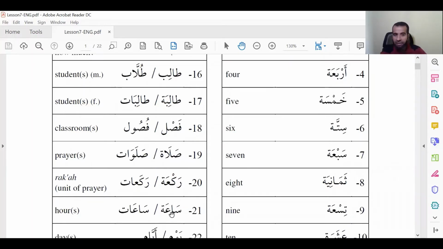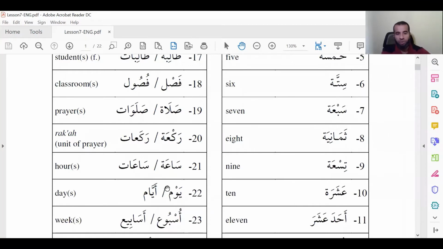ساعة is hour, 1 hour. 2 hours will be ساعتان. This تاء مربوطة changes into open تاء, and then it's followed by ألف ونون. ساعتان. Okay? 3 hours 3 ساعات, 4 ساعات, 5 ساعات, and so on.